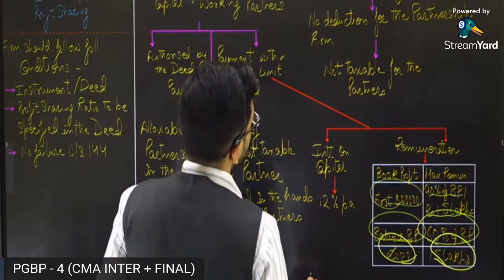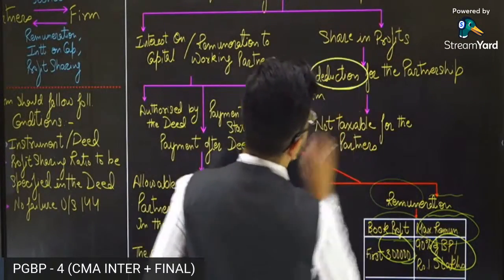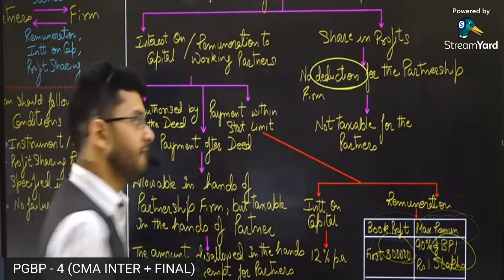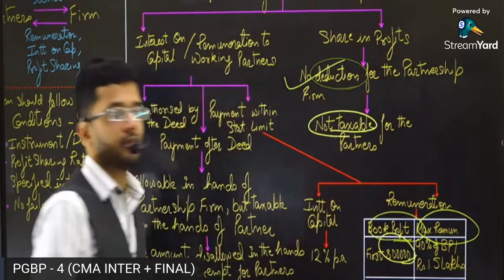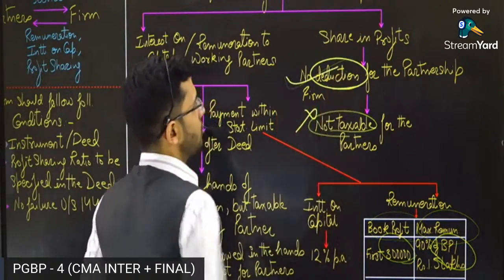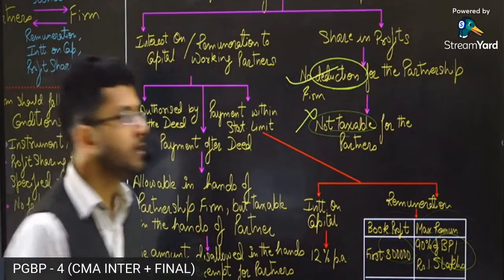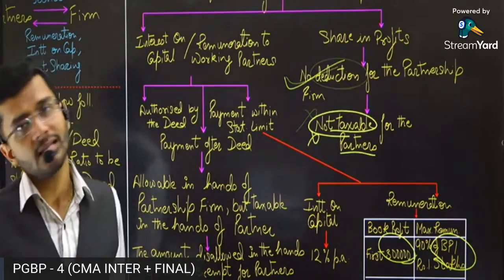Okay, sir. What about share in profit? Guys, share in profit is not allowed as a deduction for the partnership firm. And if it is not allowed as a deduction in case of the partnership firm, it is not taxable for the partners as well. It is not allowed as a deduction of the partnership firm, so it will not be taxable for the partners as well.